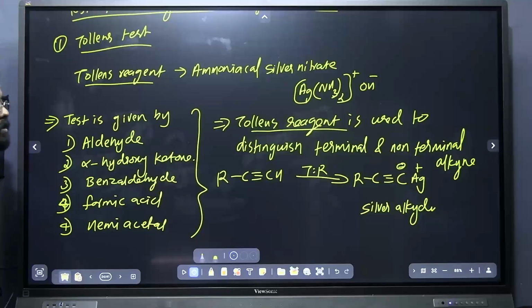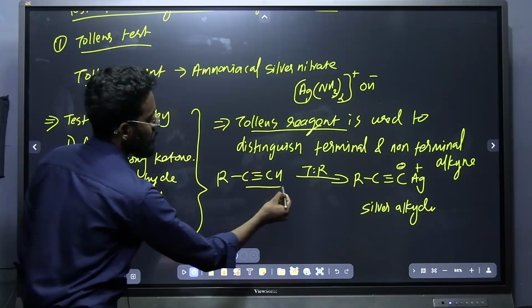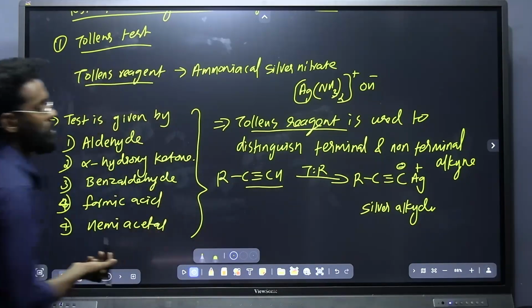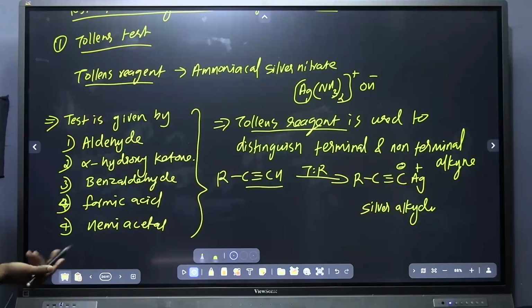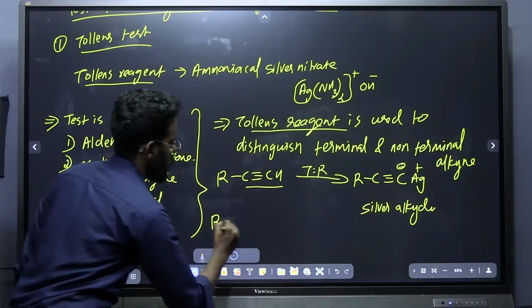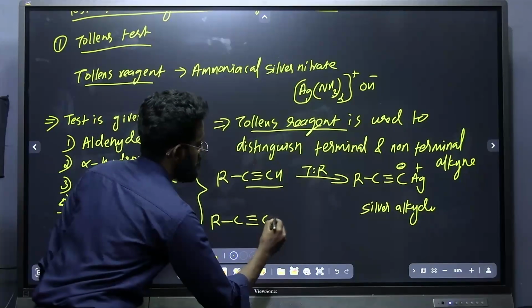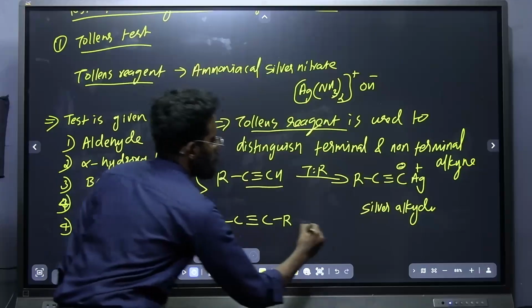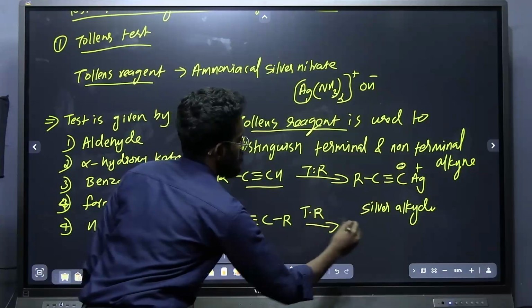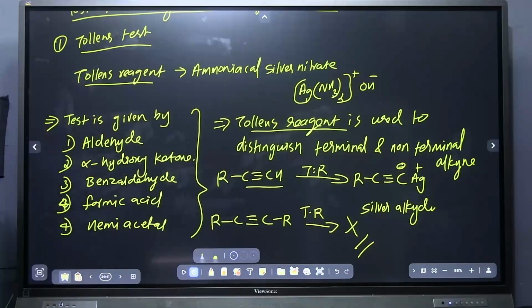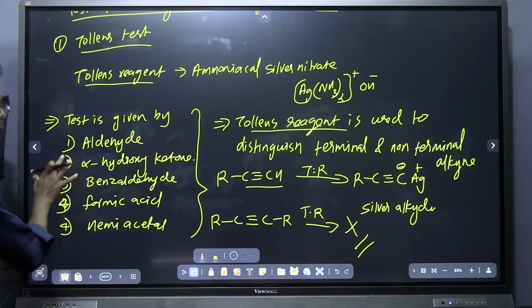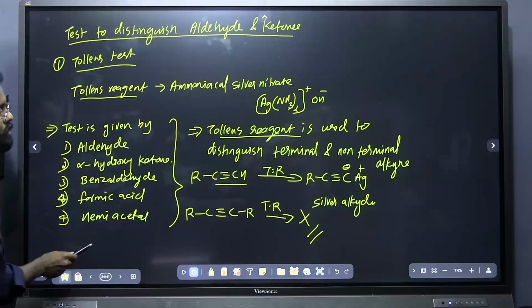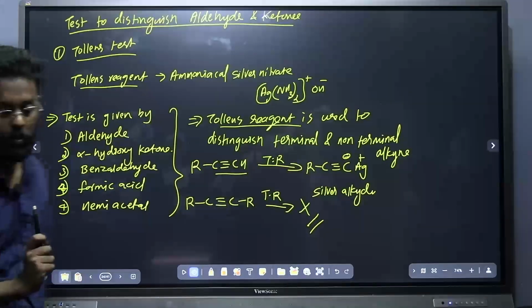Okay, so this is another point. Only terminal alkyne will give the test with Tollens reagent. Non-terminal alkyne won't give a reaction. For example, if I am taking RC≡CR, Tollens reagent won't give this test. Yes, hope everything is clear. Complete idea about Tollens reagent is here. Complete information. You are not going to lose a single mark here.